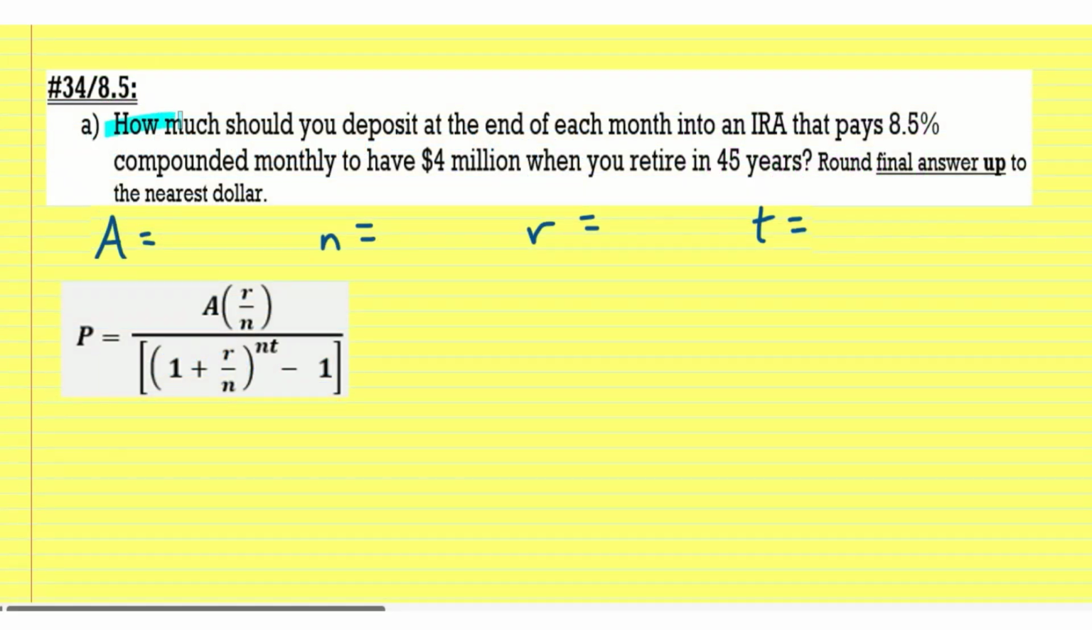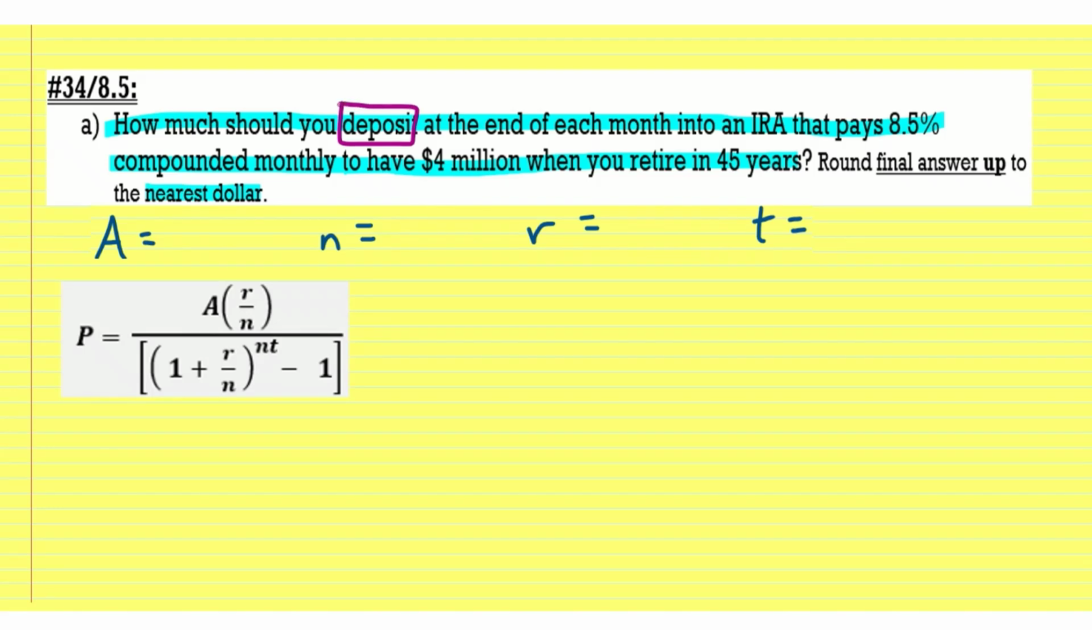Okay, this problem says how much should you deposit at the end of each month into an IRA that pays 8.5% compounded monthly to have $4 million when you retire in 45 years? And then we're also reminded to round to the nearest dollar. We need to make sure that we understand that the deposit, how much should you deposit, is the same thing as the payment amount. The payment that you're going to make on a regular basis, your periodic deposit, and that reminds us that we are going to use the P formula.